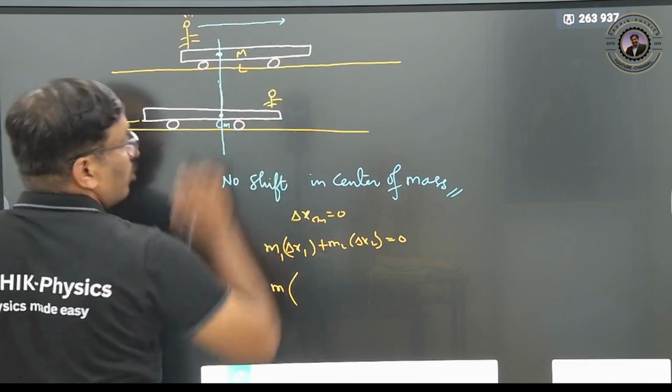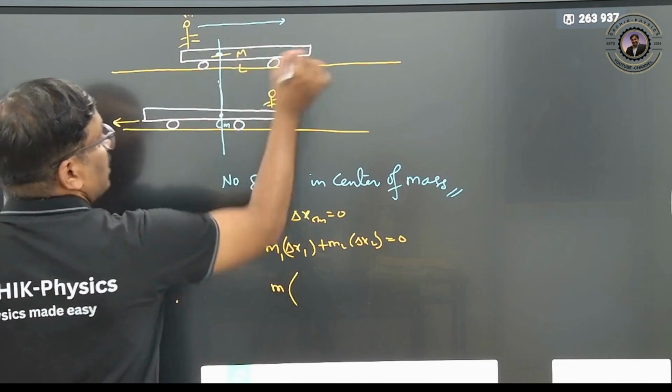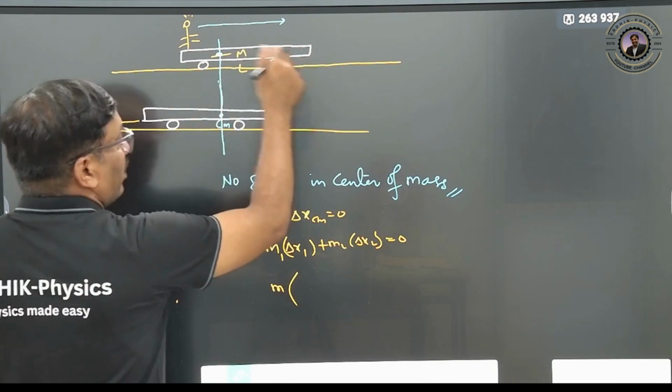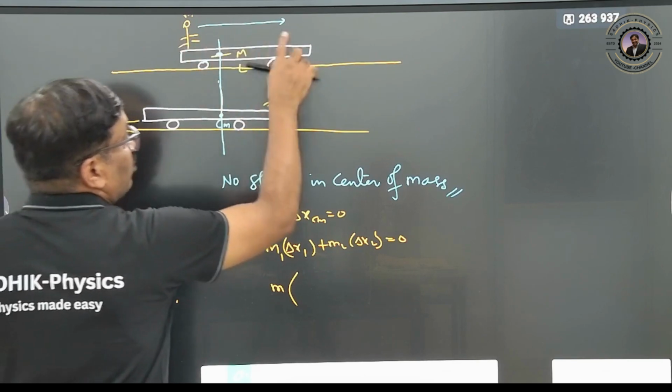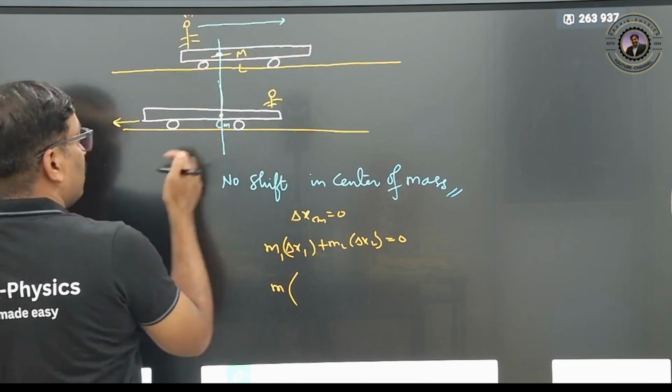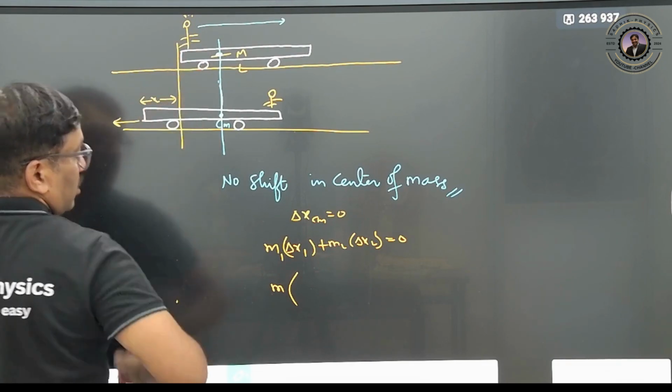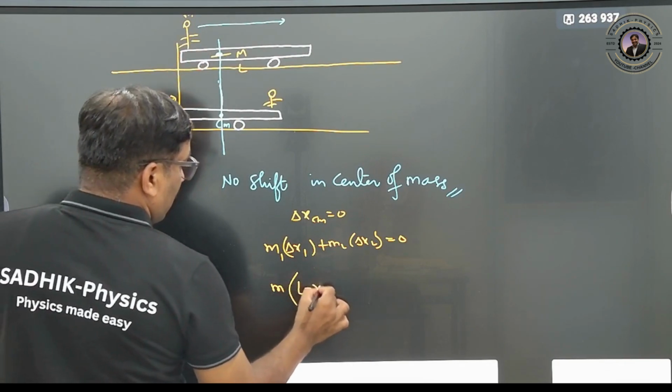How much distance will he move now? The length of the plank is L. Can you tell me how much distance he will move? He will not move the length L. Why? Because while he is moving, the plank is going backward. Suppose it has traveled some distance x here. So he will travel L minus x distance.